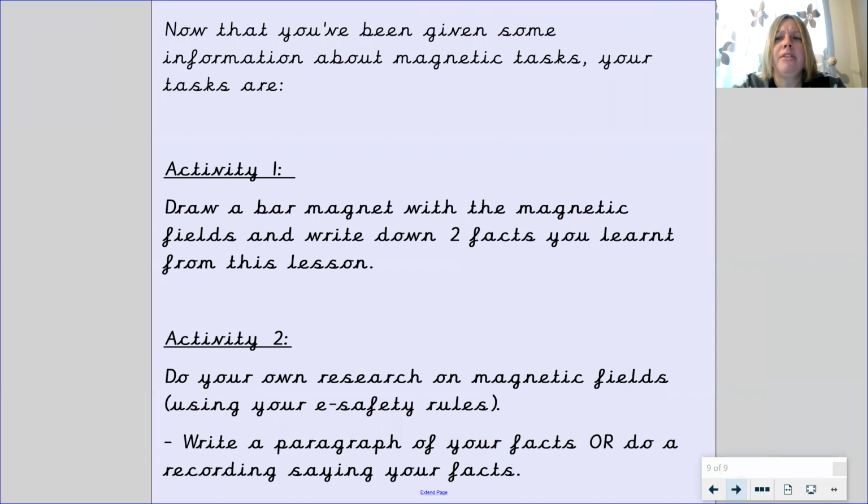So let's just think about our tasks and what we've got to do today. Activity 1. Draw a bar magnet with the magnetic fields and write down 2 things you have learnt from this lesson about magnetic fields. Remember to label your diagram. Activity 2. Do your own research, remembering our safety rules. Then you can either write a paragraph with the information in it, or you can record your facts for me to listen to.